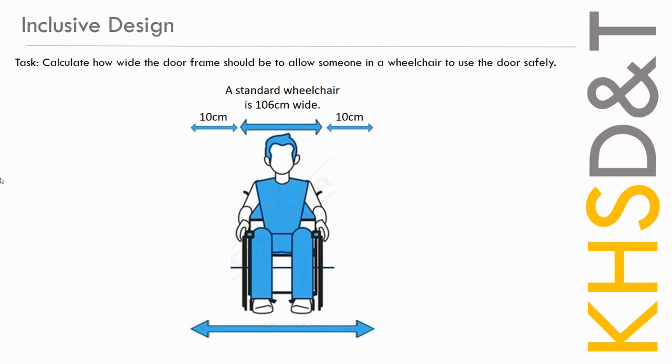So to get that, I'm sure you've worked out before me. You've got your 10 plus 106 plus 10, and that should give us 126 centimeters wide. So that's our two key measurements: the 86 centimeters handle off the floor and 126 centimeters wide, to allow the wheelchair user to use it with the same accessibility as everyone else that's using that door.